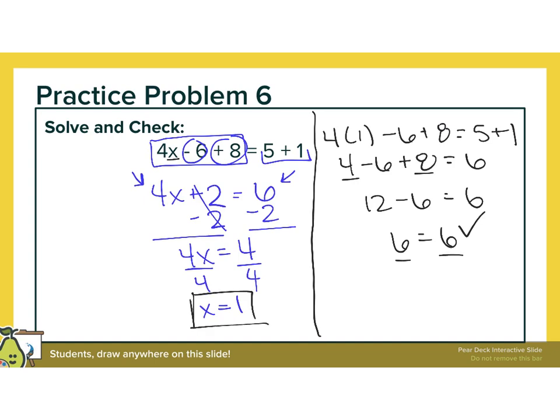This is what you're going to do on your exit ticket. I'm going to ask you to solve it and then check it. And then in your Google form, it's going to say, when you check, what number did you get on both sides? So I would type in 6, okay? I got a 6 on both sides when I checked it.